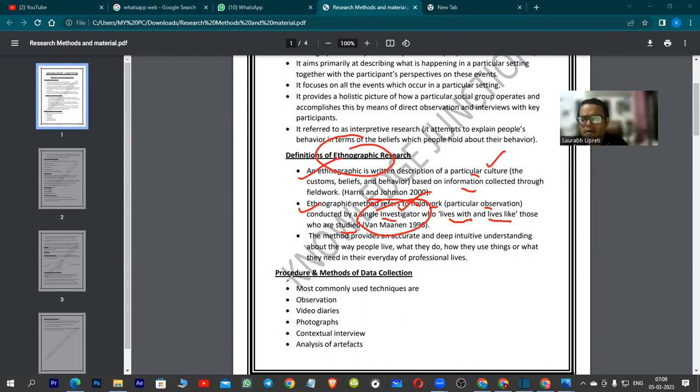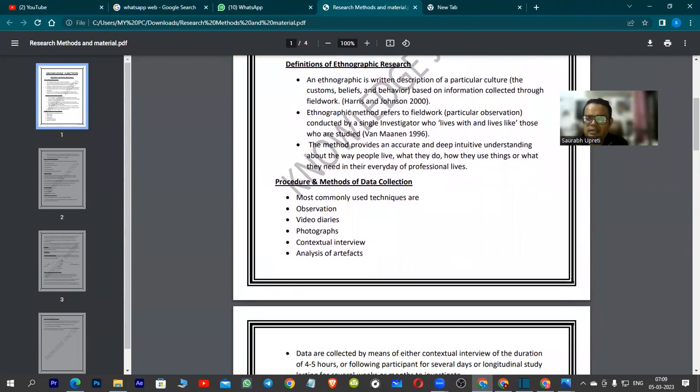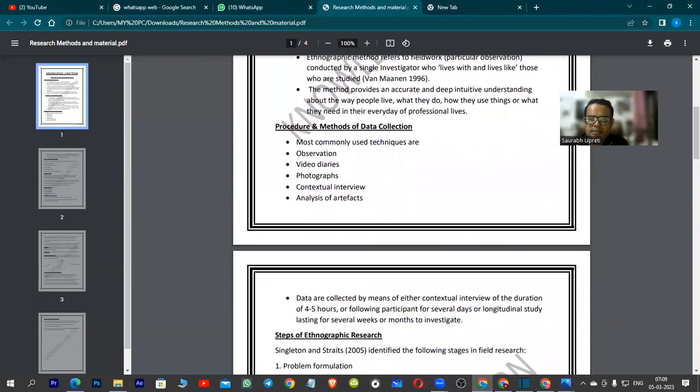So very important. Okay, and the method provides an accurate and deep intuitive understanding about the way people live, what they do, how they use things, or what they need in their everyday professional lives. Okay, so it is basically an intuitive understanding of how people live and how they use the things. Okay, so in that regard, it is very important that it is all about the understanding of the complete culture. And what are the procedures and methods that we use here for data collection?